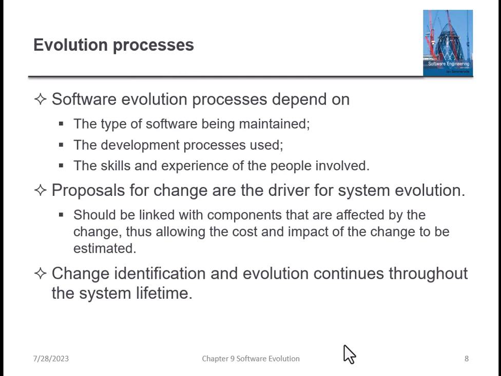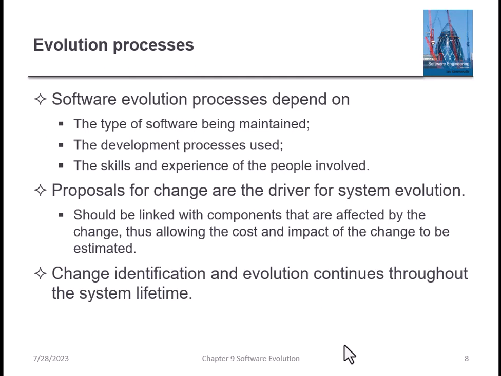Remember that the requirements are not isolated or independent but are linked together. Features are linked together. One change in one feature or one module or one requirement can affect other features. So this is not easy. While you are calculating the cost, you must consider the interdependencies. Change identification and evolution continues throughout the system lifecycle.